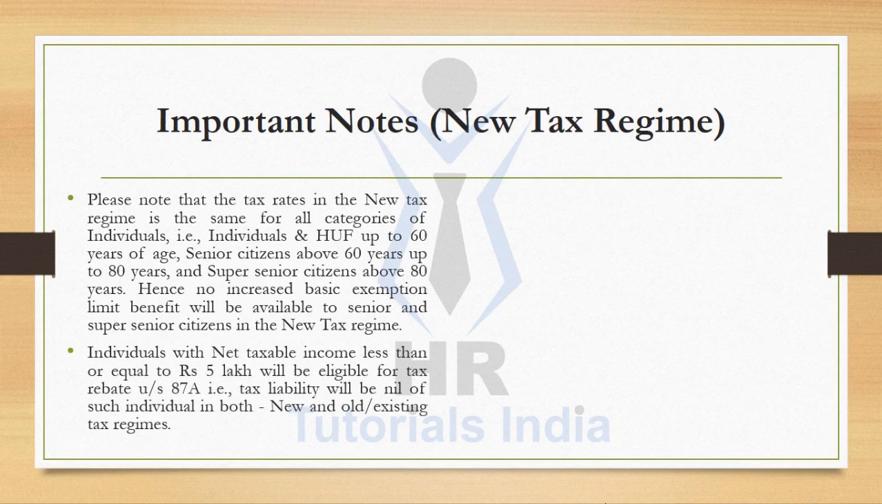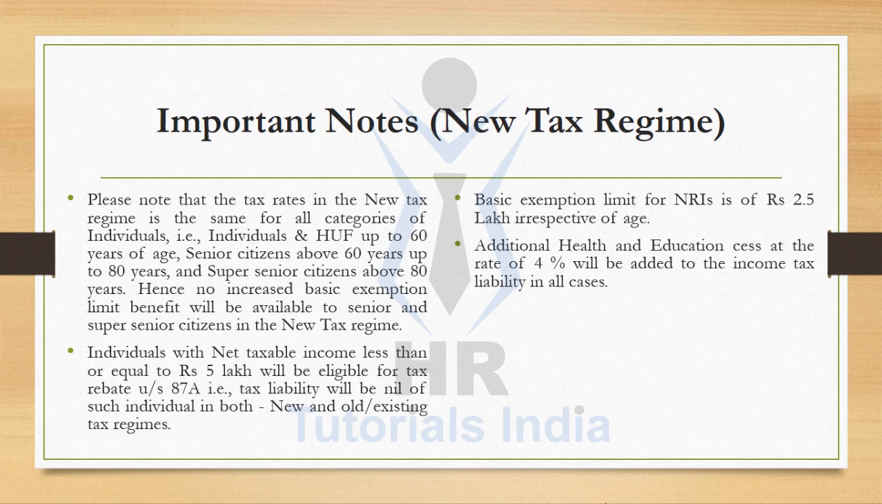Individuals with net taxable income less than or equal to 5 lakhs will be eligible for tax rebate under section 87A, that is, the tax liability will be nil for such individuals in both the new and old existing tax regimes. Basic exemption limit for NRIs is Rs 2.5 lakhs irrespective of age. Additional health and educational cess at the rate of 4% will be added to the income tax liability in all cases.